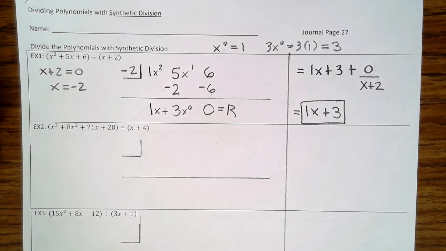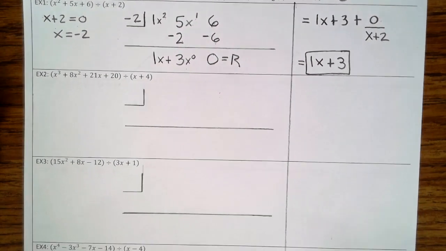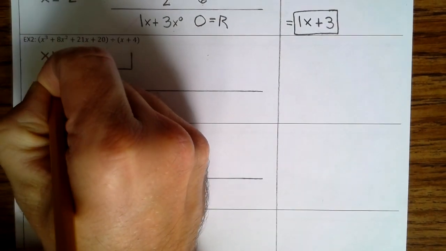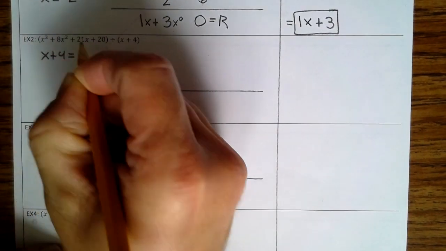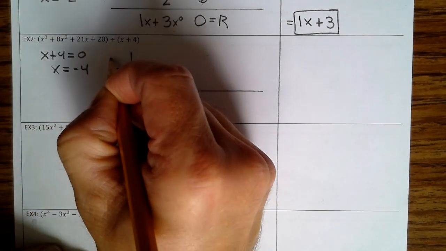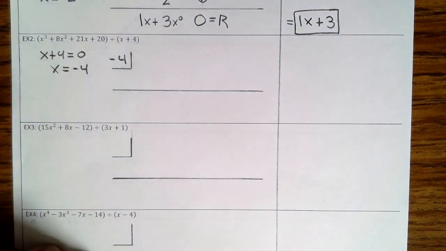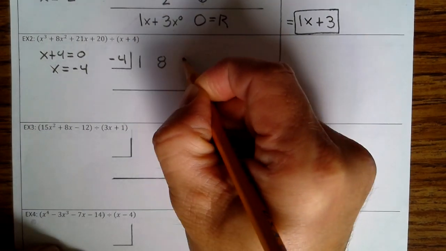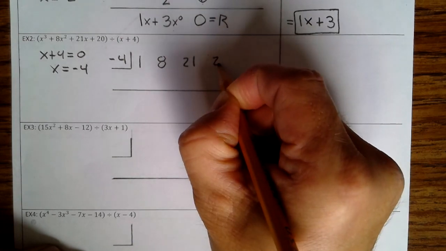Go ahead and finish up example 1. All right, example 2. So let's set x plus 4 equal to 0. Subtract 4 from both sides, x equals negative 4. So that's negative 4. And then the coefficients are 1, 8, 21, 20.